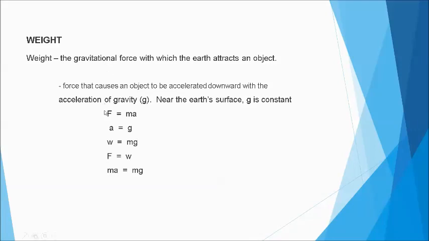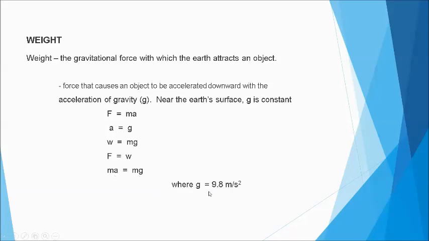Okay? So this one, F equals ma, is analogous to W is equal to mg. O kasi if A is the acceleration caused by the net force here, now G here is the acceleration due to the weight. Okay? Yan. Which is the gravitational force. So, if A is G and then F equals W, then we say W is equal to mg.